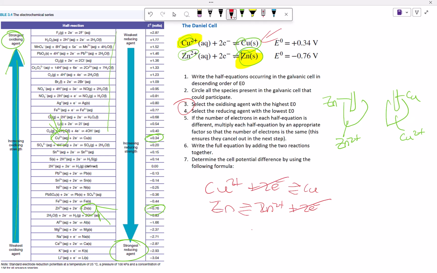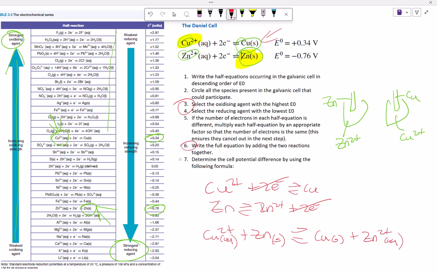And so what I'm going to be left with is Cu2+ plus Zn. Might as well put the units in now, aq and s, and Cu. That's a Cu, not a Ca. So my writing's not the greatest. It's a Cu solid plus Zn2+ aqueous, and that's write the full equation.